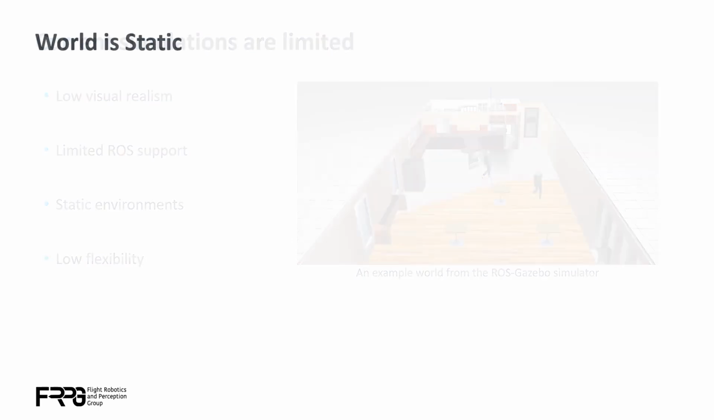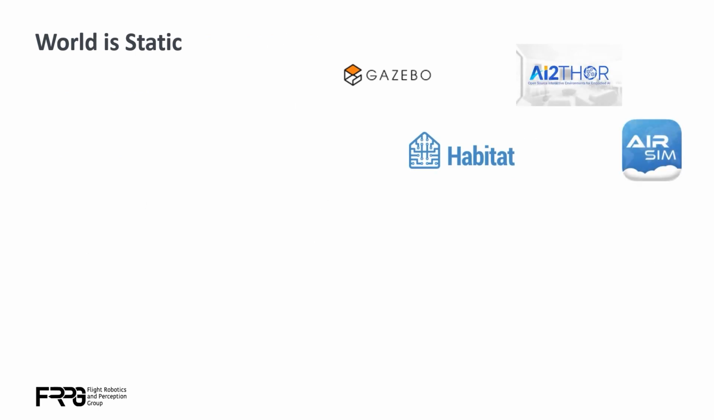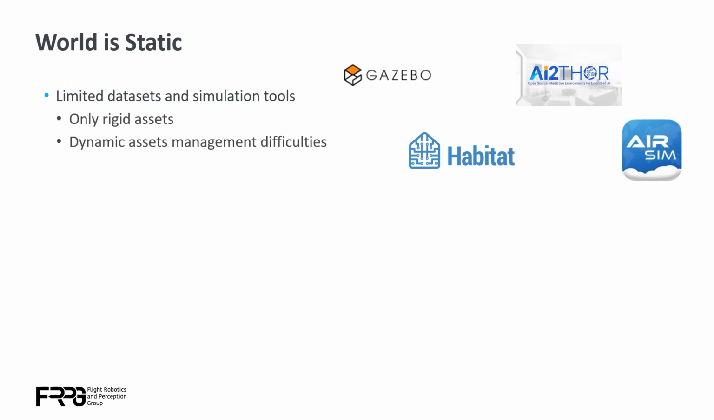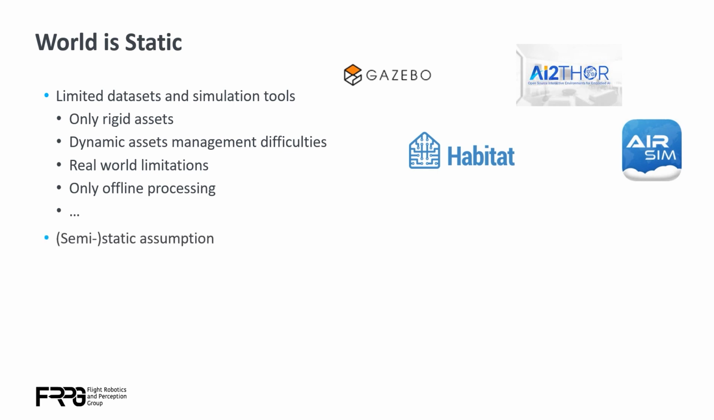Those four aspects, combined with the difficulties of collecting real-world data, are a great limiting factor in various research topics which are related to perception information. Moreover, datasets are an offline processing tool which cannot be used to test autonomous robots that need to actively perform actions. These are the main reasons why currently a lot of research is carried out with a semi-static environment assumption.